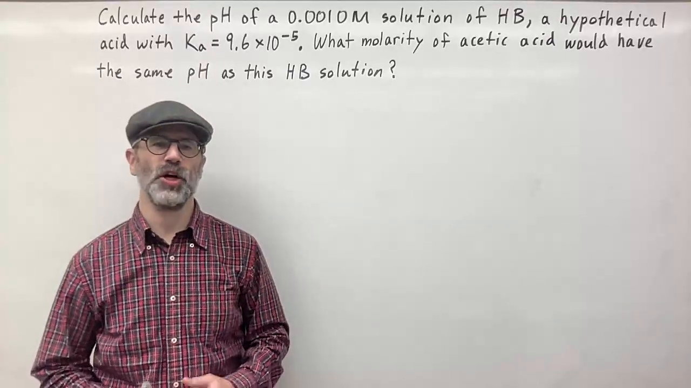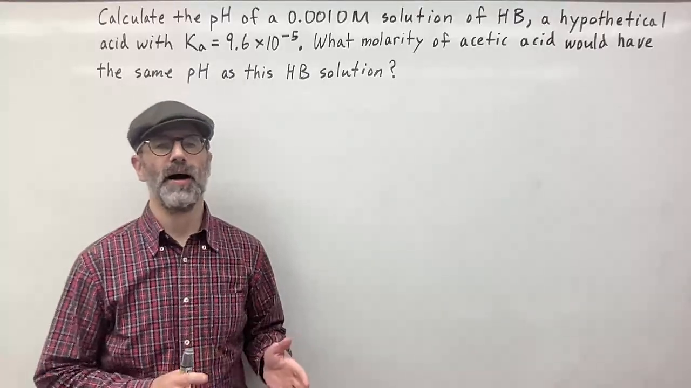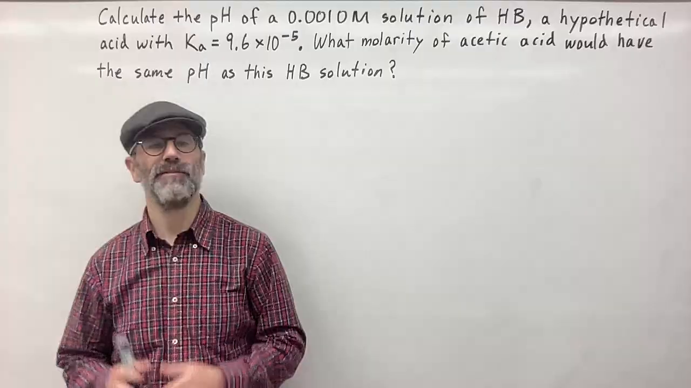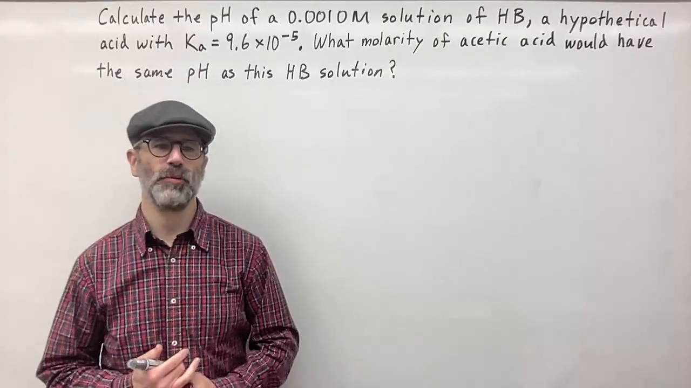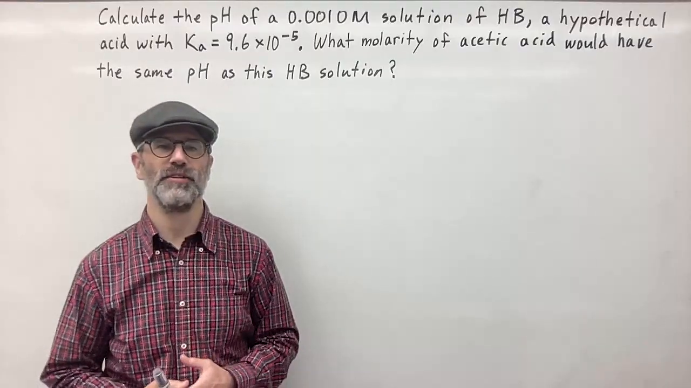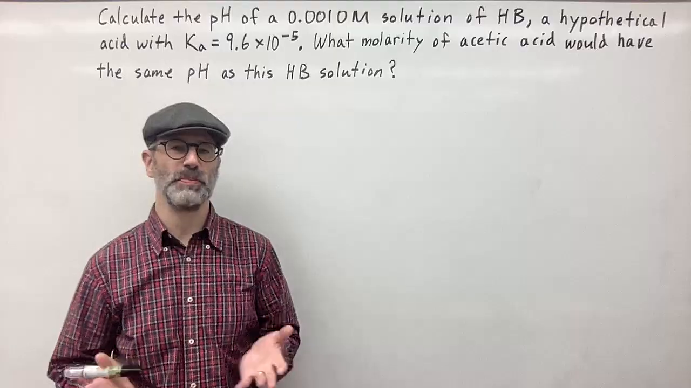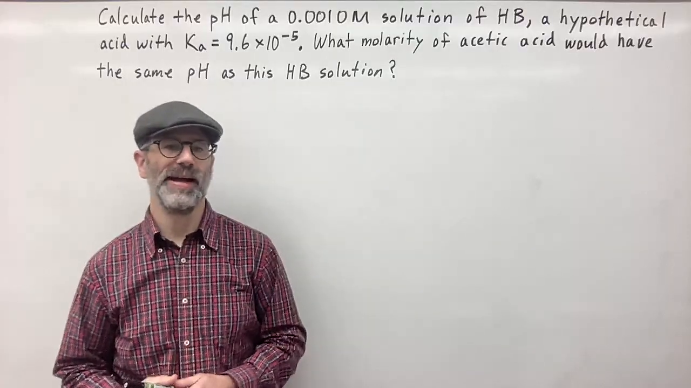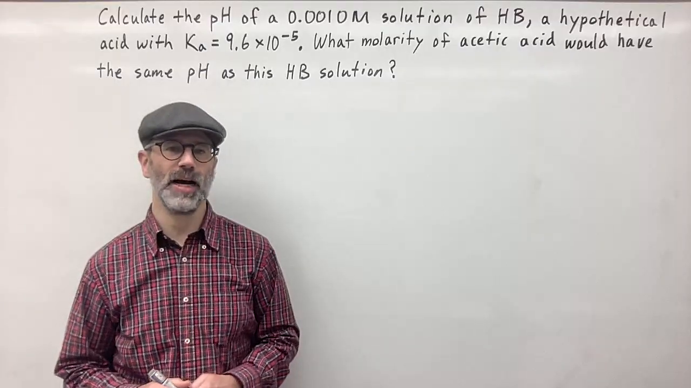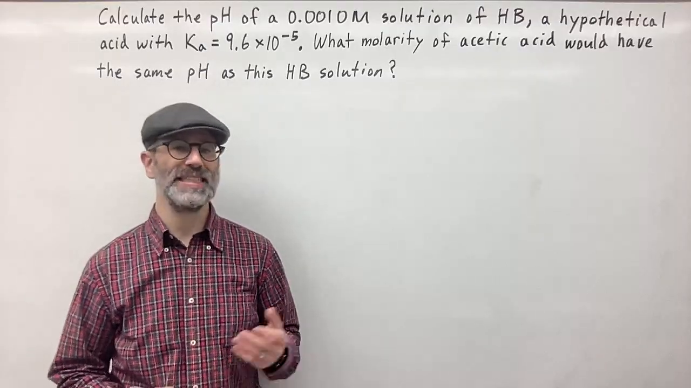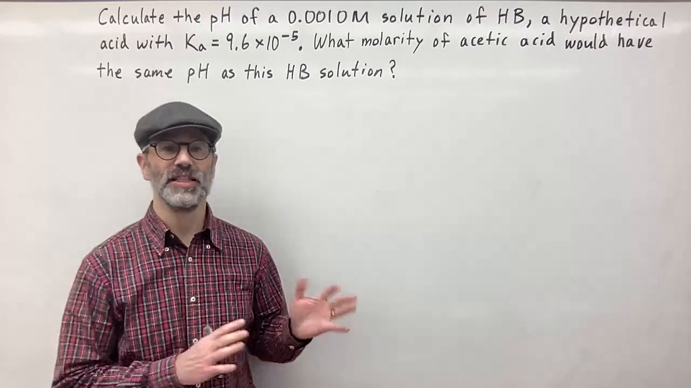My name is Mr. Kovold, and in this video I'm going to show you how you would calculate the molarity of one solution after finding the pH of another solution. So let's get into this. In this problem we're asked to calculate the pH of a 0.0010 molar solution of HB, a hypothetical acid with a Ka equal to 9.6 times 10 to the negative 5. What molarity of acetic acid would have the same pH as this HB solution?